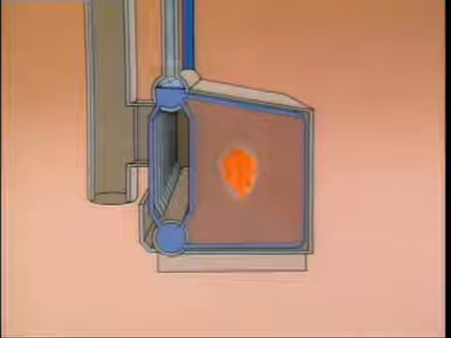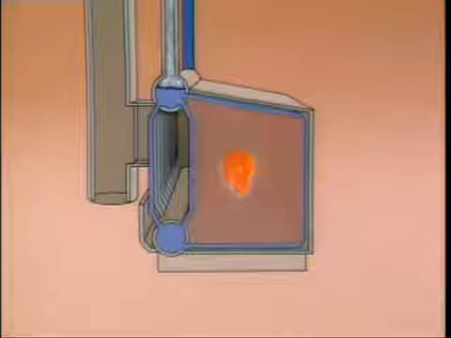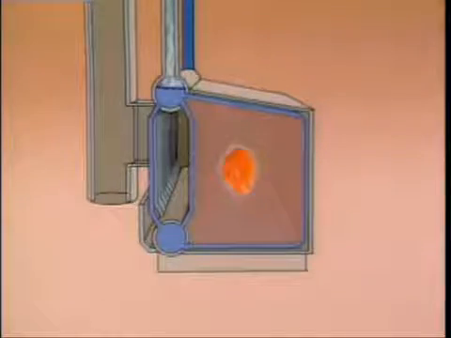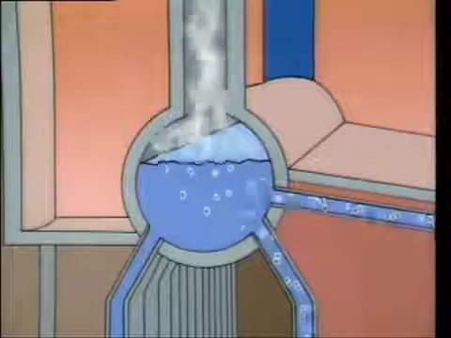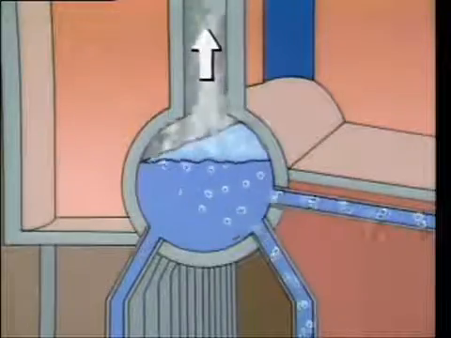As the water in the tubes is heated, a steam-water mixture is produced. The steam-water mixture enters the upper drum. The steam is separated from the water and routed through the steam outlet.